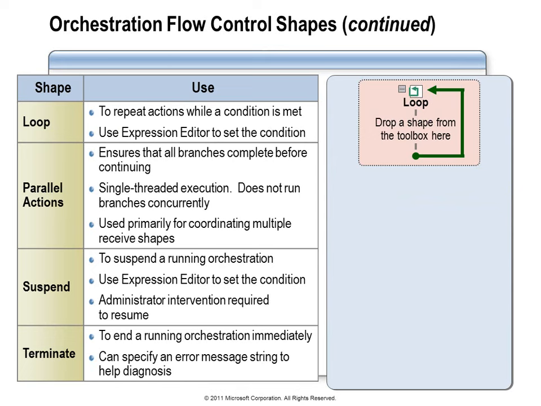Next up on the list of flow control shapes is the loop shape, and this implements a while loop. You configure the loop shape with an expression, and as long as that expression evaluates to true, the loop executes an iteration. When the expression evaluates to false, execution jumps to the shape following the loop. You just double-click on the loop shape, and you will be presented with the expression editor window, where you can enter an expression. It will look an awful lot like C#, though it has some limitations. There's no increment or decrement operator, for example.